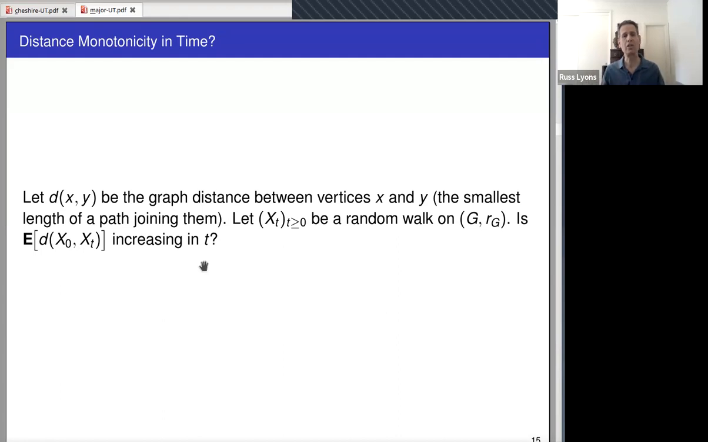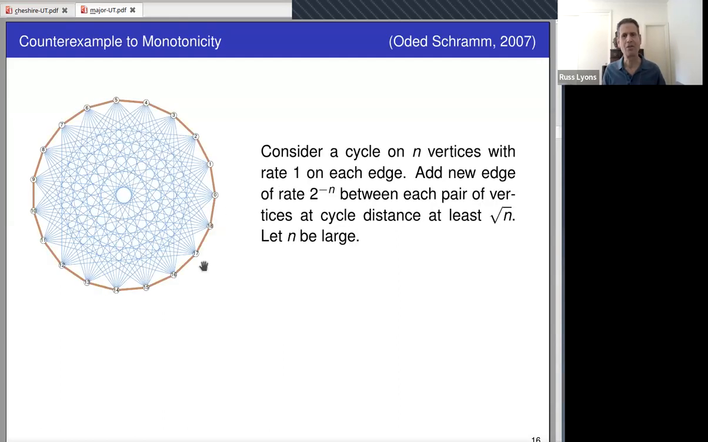Intuitively, this should increase in t, right? Because it certainly starts at 0, can only increase. Does it increase in t? Well, unfortunately, no. Here's a nice counterexample by Oded Schramm.